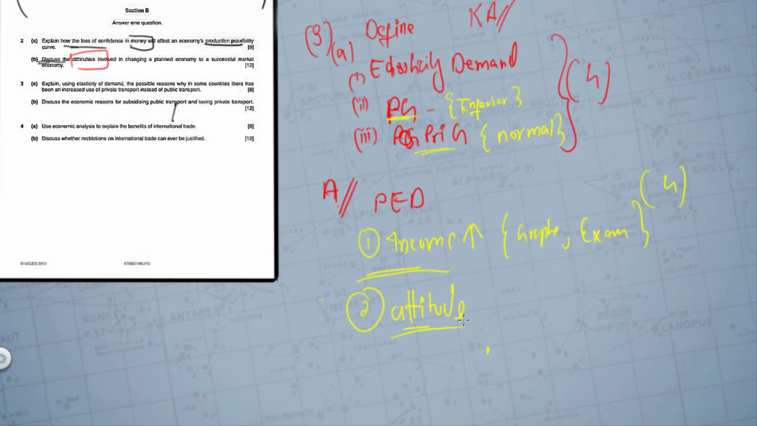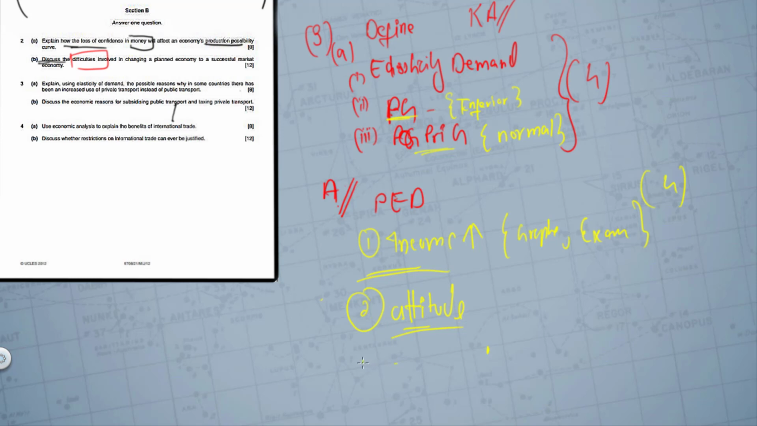So you can relate it with your PED. You can say, hey, people's attitude and people's taste have changed, so therefore there's a chance that as the economy's income increases, their modes of transportation can also increase.